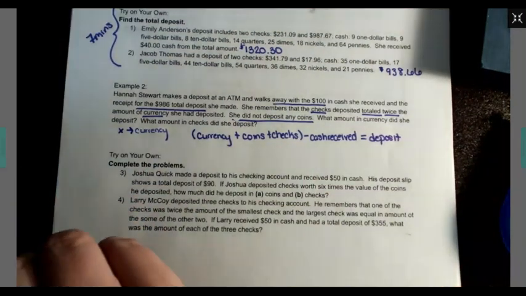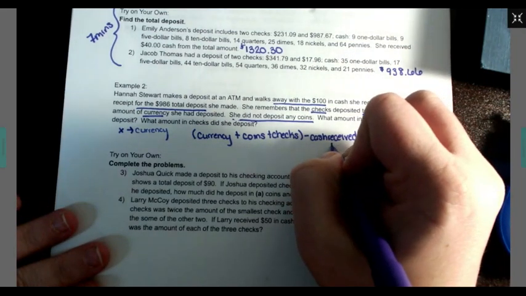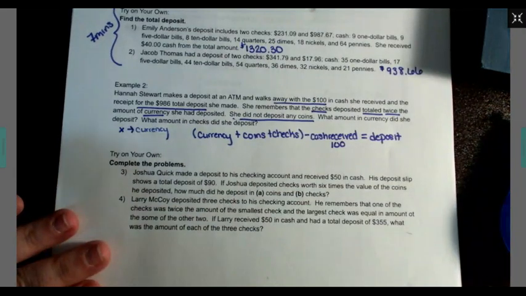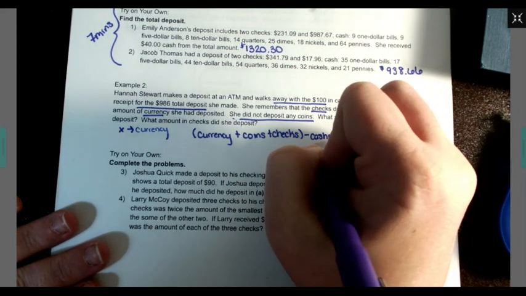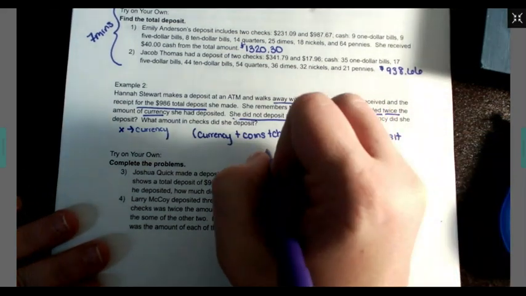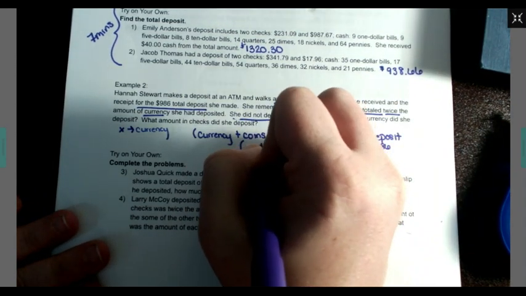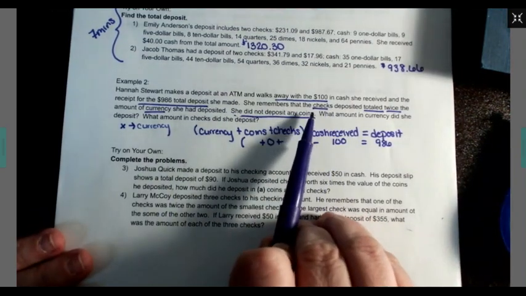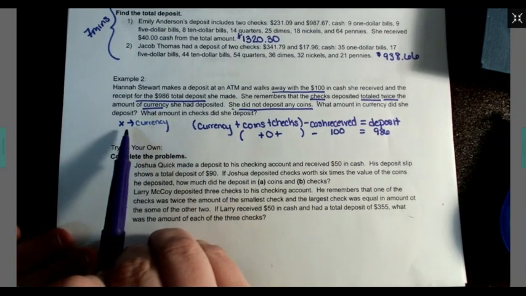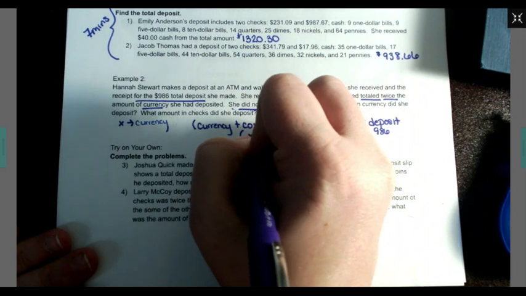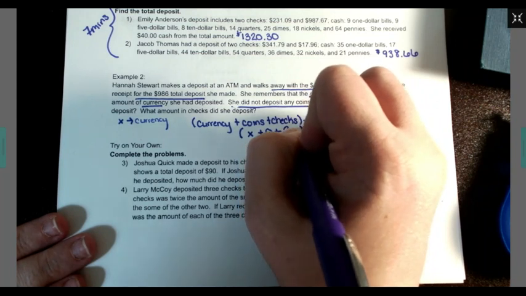Here's a few pieces of information I do know. I know that she has $100 in cash that she received, so this amount is $100. I know that the total deposit is $986, so that's this amount down here. I know that we had $0 in coins. And what I know is that my checks totaled twice the amount of my currency. So if I call my currency X, I know that my checks is 2 times that amount. So I can call that 2X.